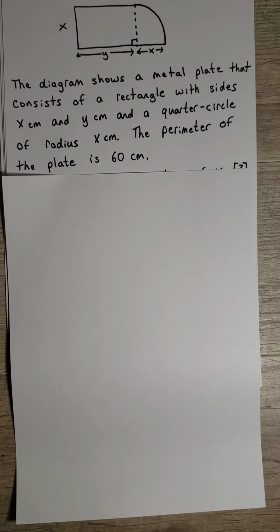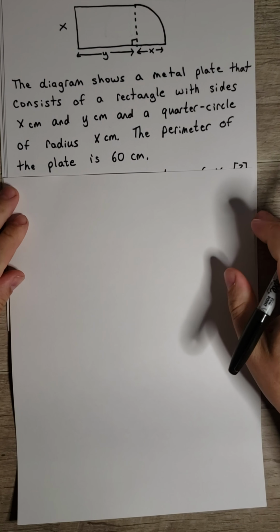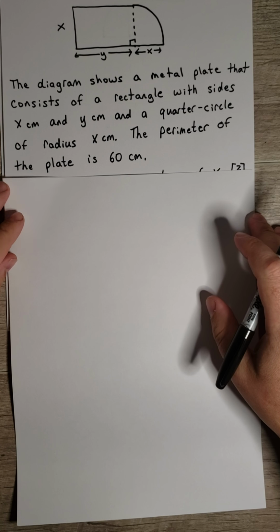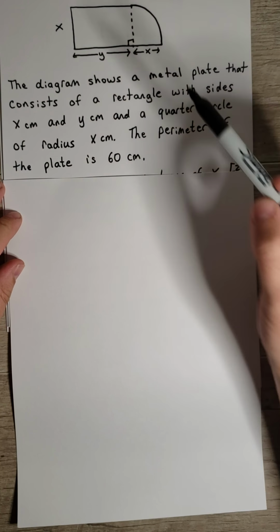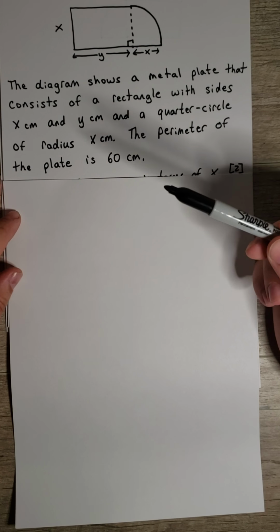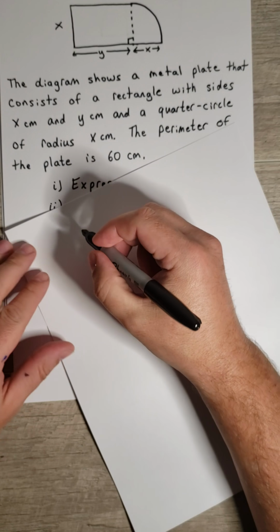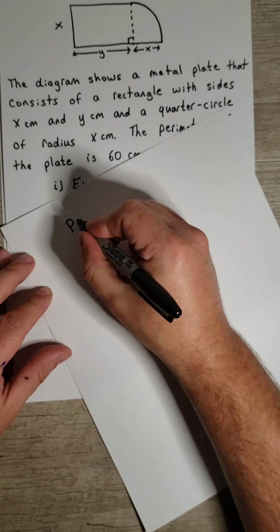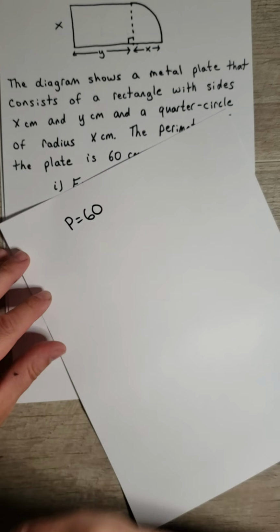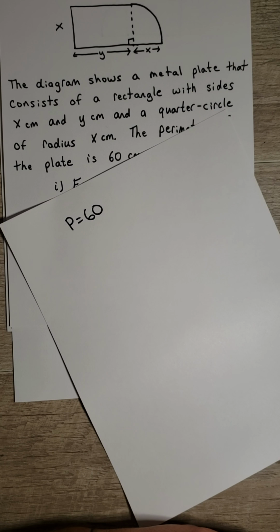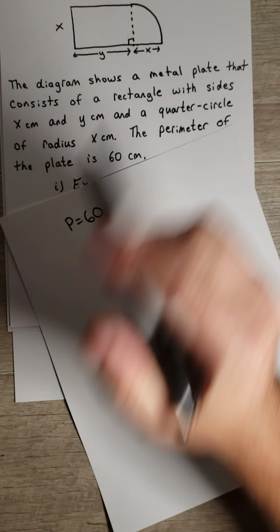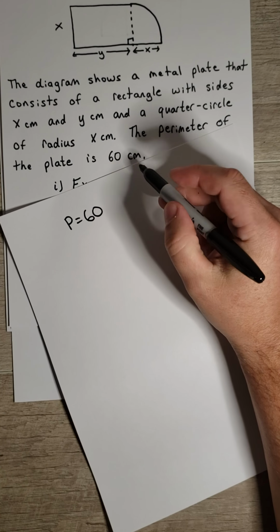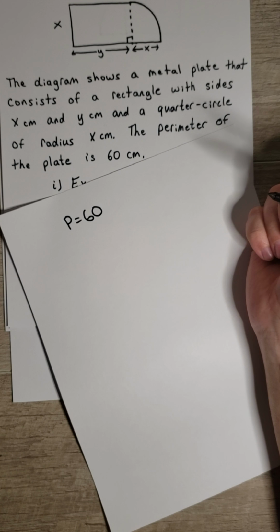The diagram shows a metal plate. There's a key piece of information they tell us. Well, there's a few. They tell us the lengths, but they also tell us the perimeter of the plate is 60 centimeters. So P is 60. That's one thing we know. Now, what is perimeter? Perimeter is just adding up all the sides. What two shapes make up this plate? We have a square and we have a quarter circle.